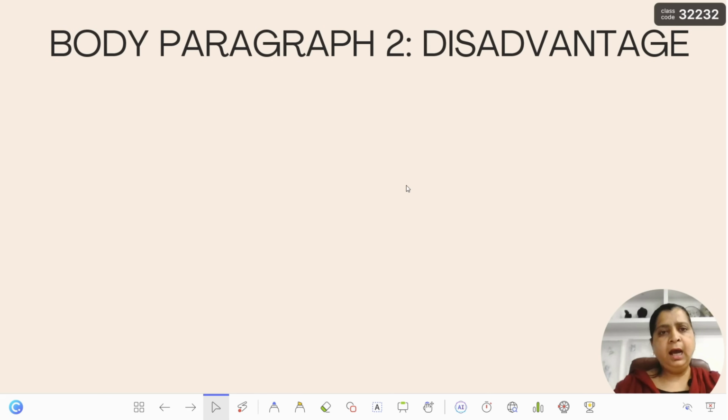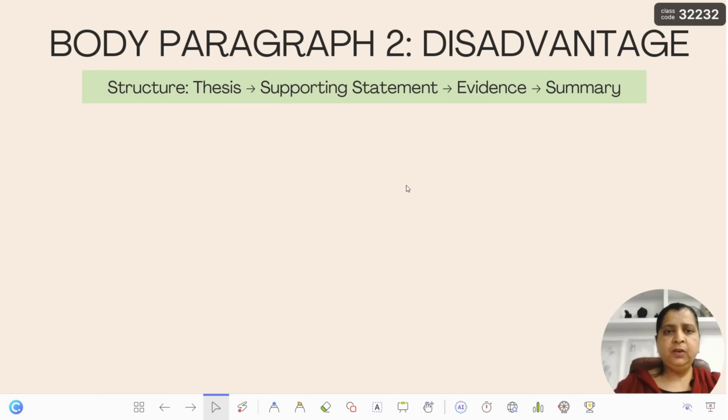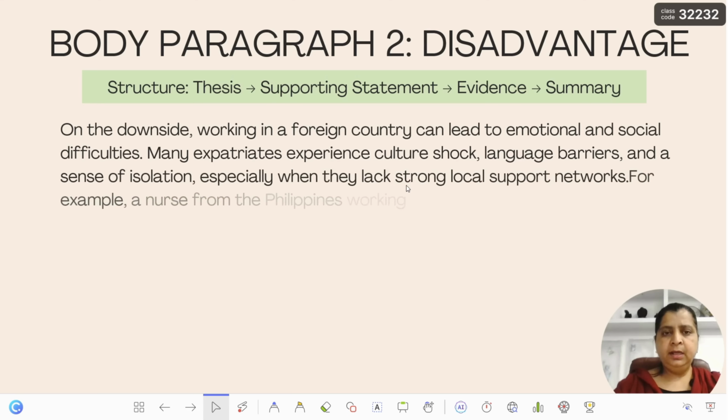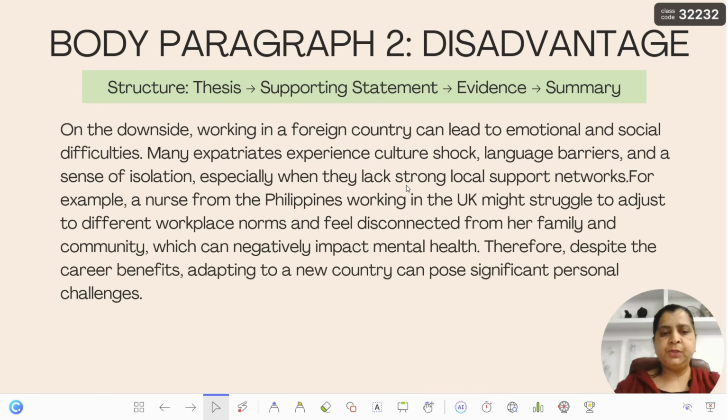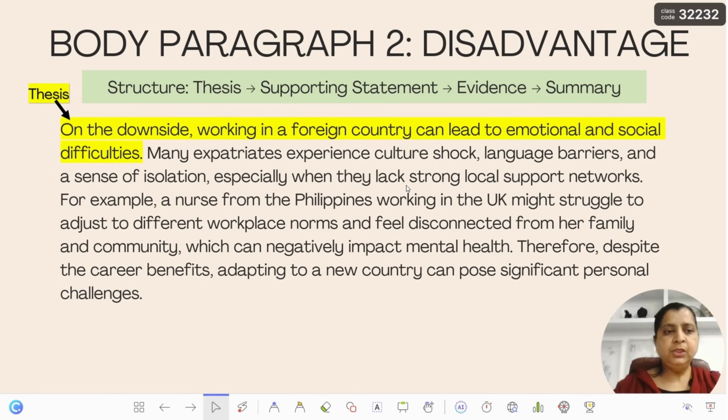Now, let us study how a disadvantage paragraph can be structured. Same way, the structure of paragraph 2 will also be like paragraph 1, thesis, supporting statement, followed by evidence, and summed up by a summary. Here is the sample paragraph on disadvantage. So this is your thesis on the downside. See the note of the cohesive devices. A second paragraph, a disadvantage has been introduced by the cohesive device on the downside. Working in a foreign country can lead to emotional and social struggles.